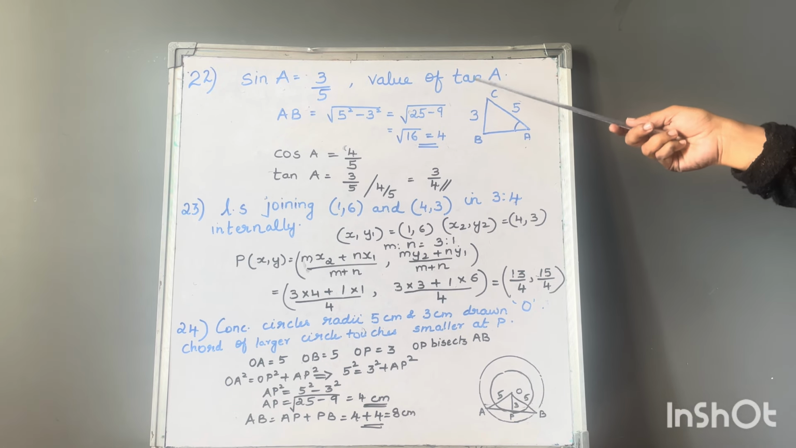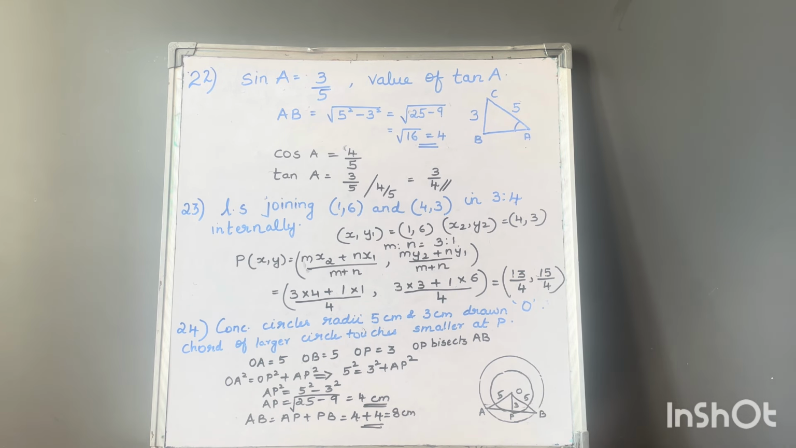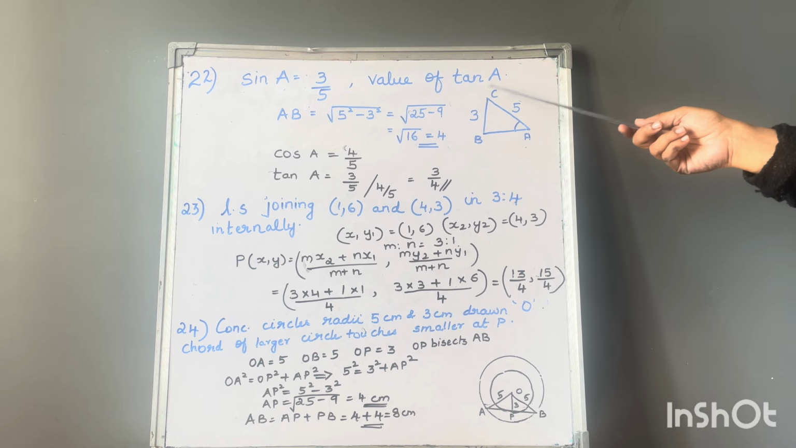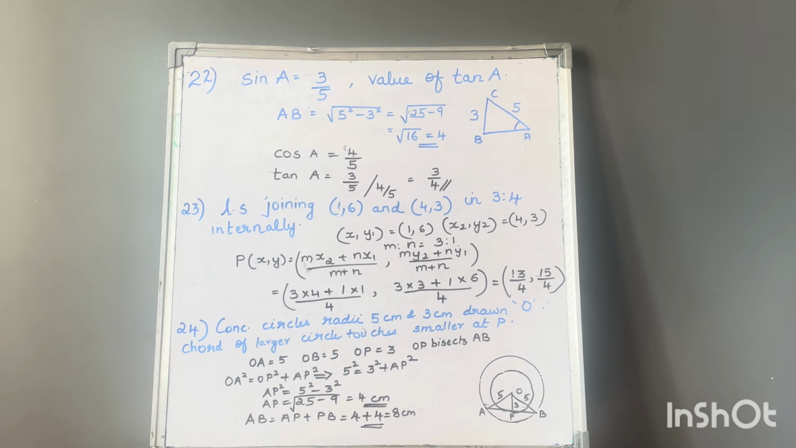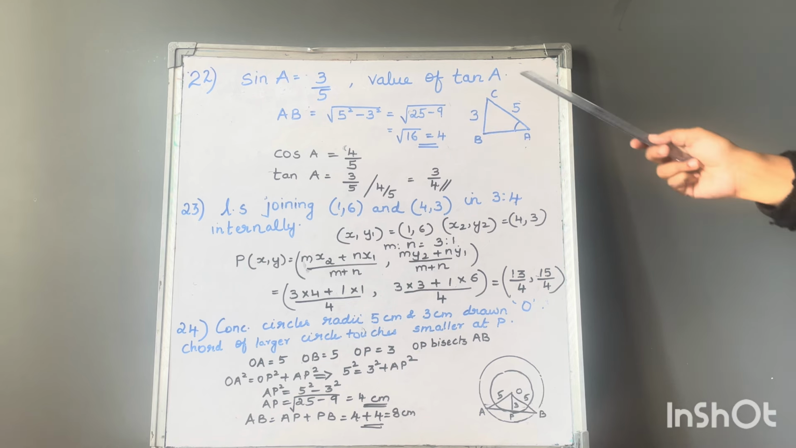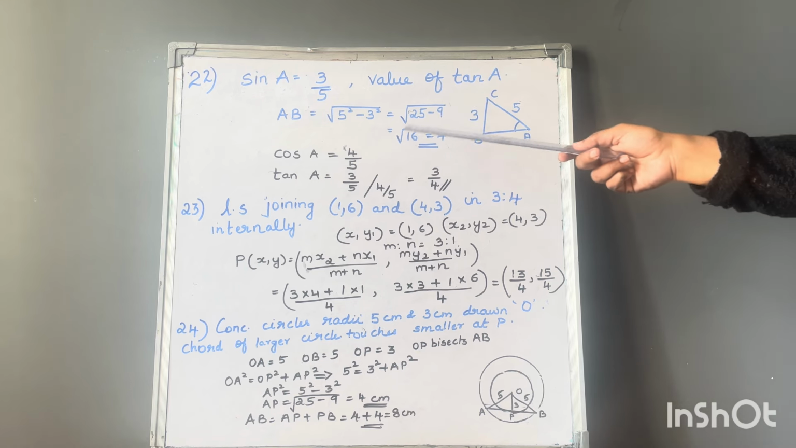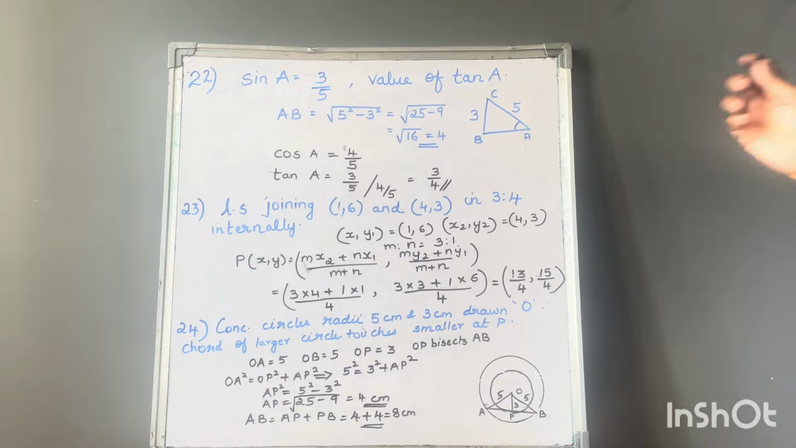So tan A is equal to sin A by cos A. So to find cos A, it is adjacent by hypotenuse. So we get the adjacent by Pythagoras theorem. Root of 5 square minus 3 square, which is root of 25 minus 9, which is root of 16, is equal to 4.